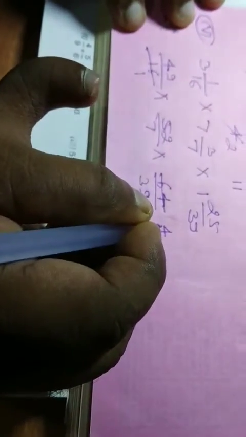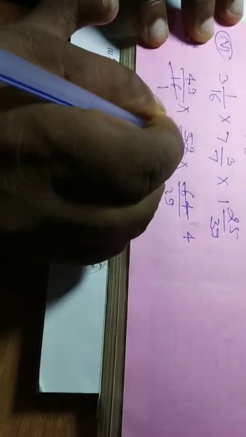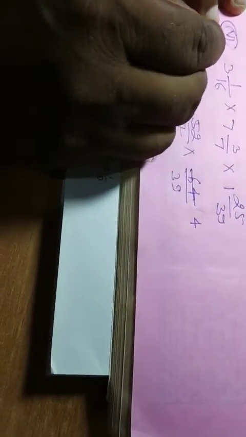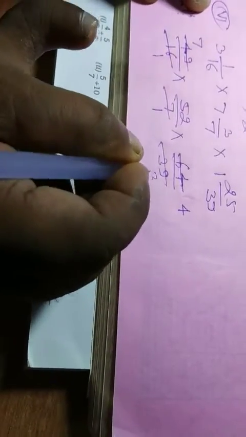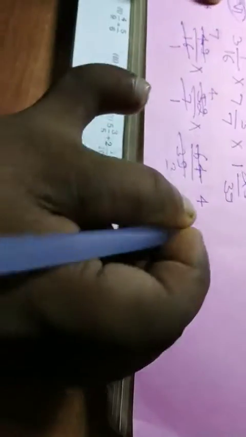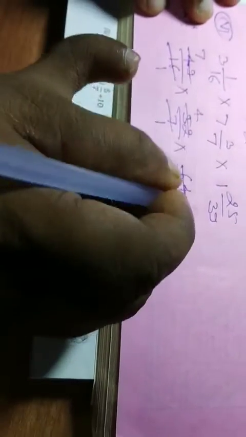16 only, 16 4s are 64. 7 only, 7 7s are 49. 13 3s are 39, 13 4s are 52. So the answer is 4 4s are 6, 7 4s are 28, 26.